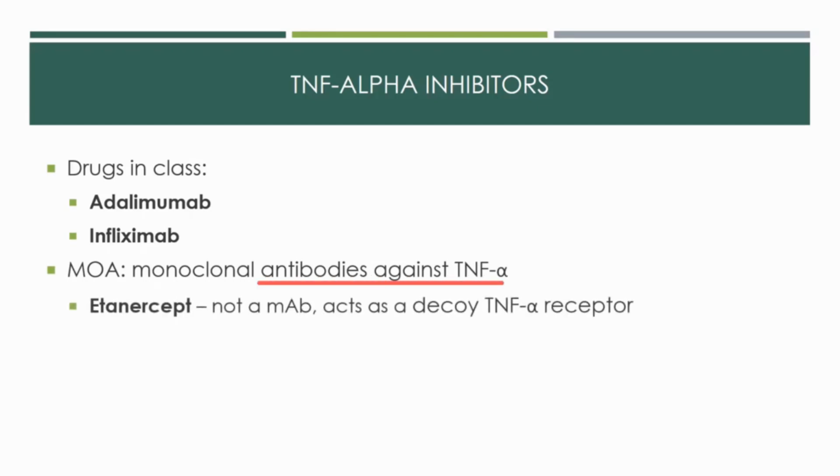There's a third drug with the same effects that you should know about because of its slightly different mechanism. This is etanercept. It does not end in the suffix mab because it's not a monoclonal antibody. It acts as a decoy TNF-alpha receptor, and therefore binds TNF-alpha, not allowing it to exert its pro-inflammatory effects. All of these are potent drugs used in refractory autoimmune disease, such as inflammatory bowel disease, rheumatoid arthritis, and psoriasis. And another difference with etanercept is that it's not used in IBD.